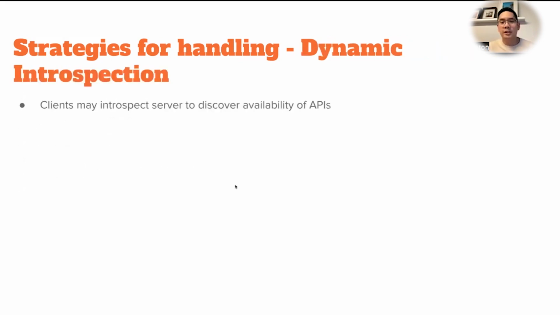Another strategy is thinking about how clients can use the introspection API to understand what available APIs there are. We didn't explore this, but you could totally use some kind of library to consume what the GraphQL schema looks like and validate that the requests that you make are available. And if they're not, you can handle some kind of graceful error handling.